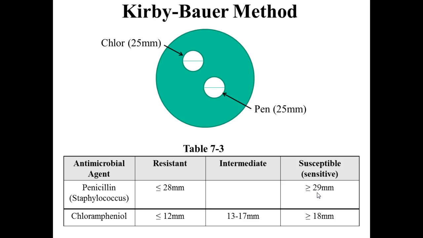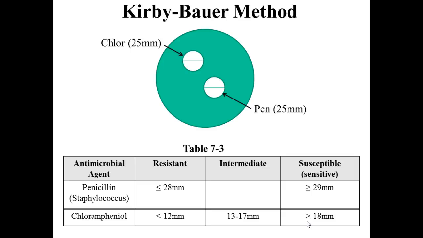Is it? No, it's less than that. So it's this particular organism, maybe it's not even a staph, but if it is a staph, it's resistant, right? Because it's less than that 29. Now, for chloramphenicol, it only has to be 18 or greater. So in this case, is it sensitive or susceptible to this antibiotic? It is. So this is the one you would prescribe to your patient.